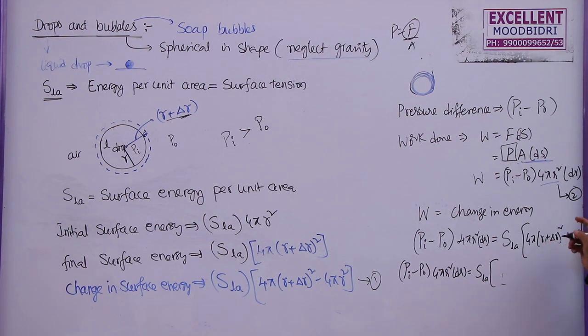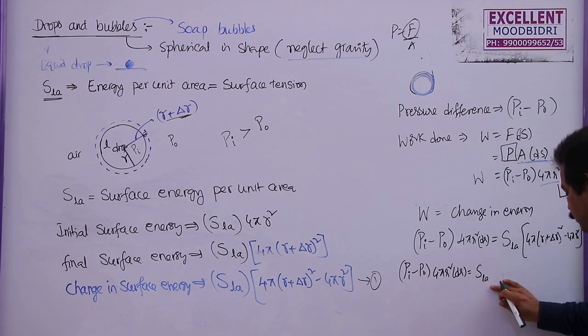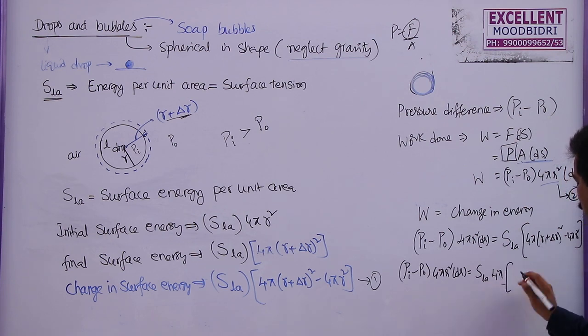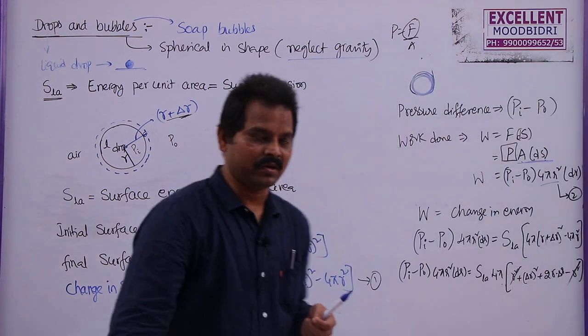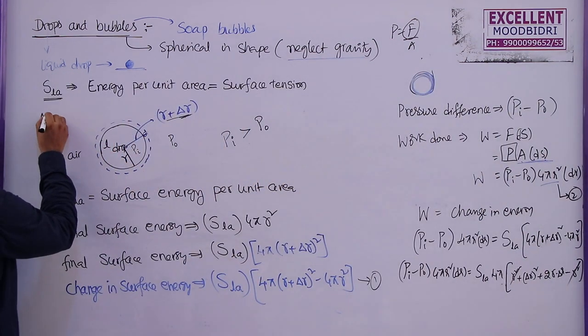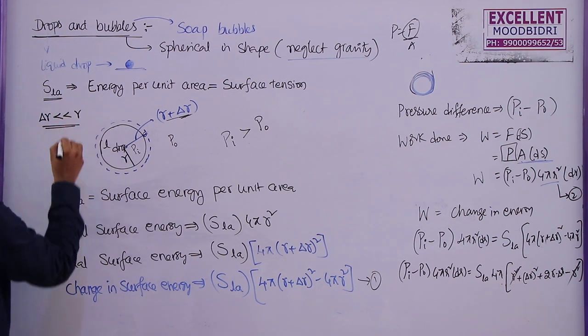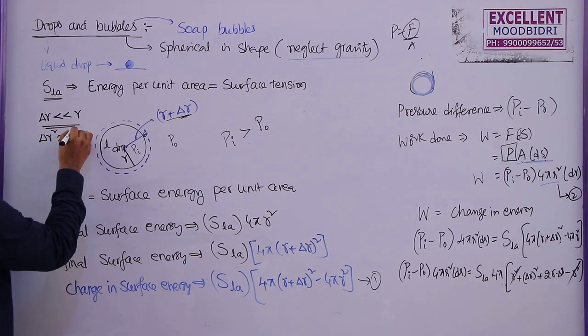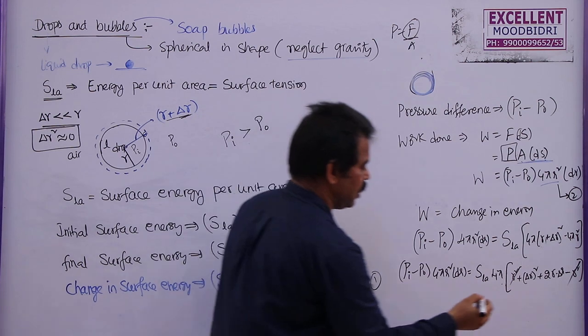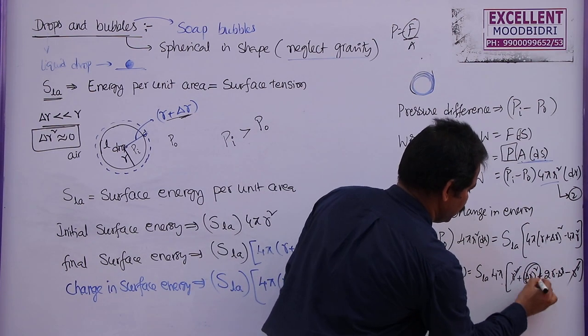So this can be written as (P_I minus P_O) 4 pi r square dr is equal to S_LA. Now this is (a plus b) whole square. Bring 4 pi outside, remaining r square plus delta r square plus 2r delta r minus r square. This is also r square, so this r square gets cancelled. Delta r is very small when compared to r. The change in the radius is much lesser than the radius of the drop. That's why delta r is very small, so delta r square will be negligible and equal to 0. So I am making delta r square 0 here.